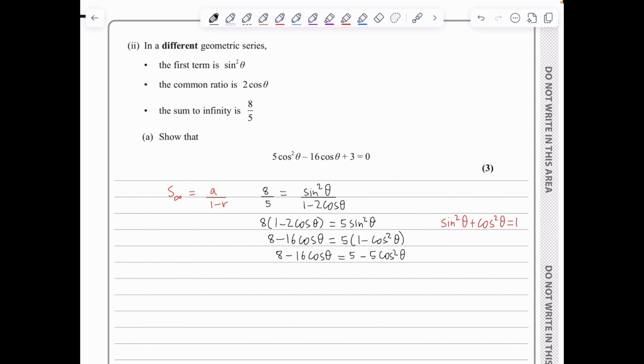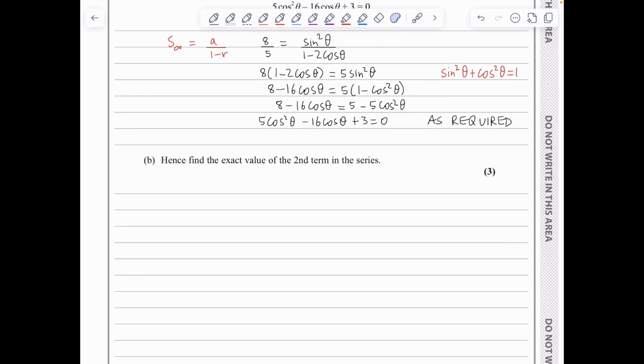I will be collecting everything on the left-hand side to get 5 cos squared theta minus 16 cos theta plus 3 is equal to 0 as required. In part B, it says hence find the exact value of the second term of the series. So obviously I need to start by solving the given quadratic. So this factorizes into (5 cos theta minus 1)(cos theta minus 3) is equal to 0. So either 5 cos theta minus 1 is equal to 0 or cos theta minus 3 is equal to 0.